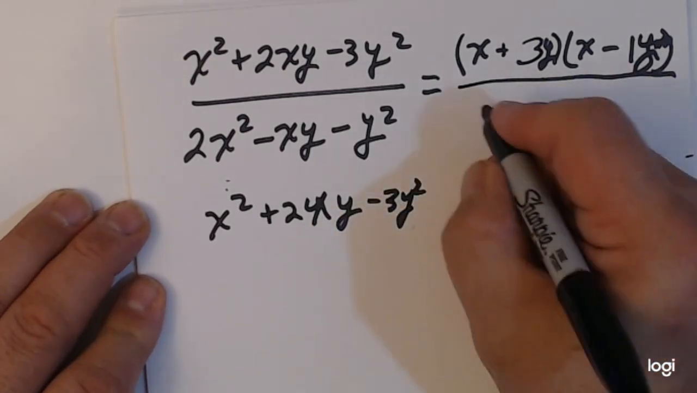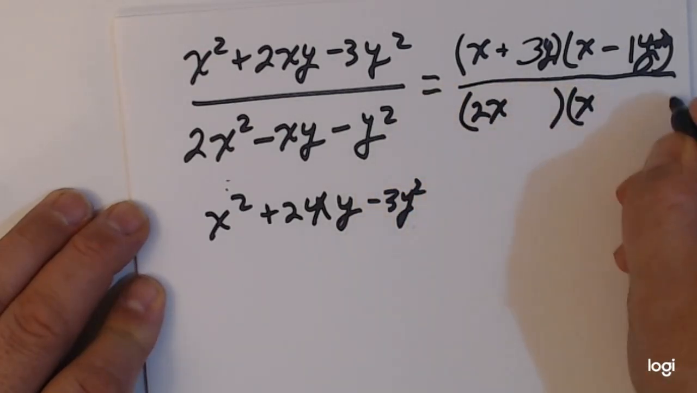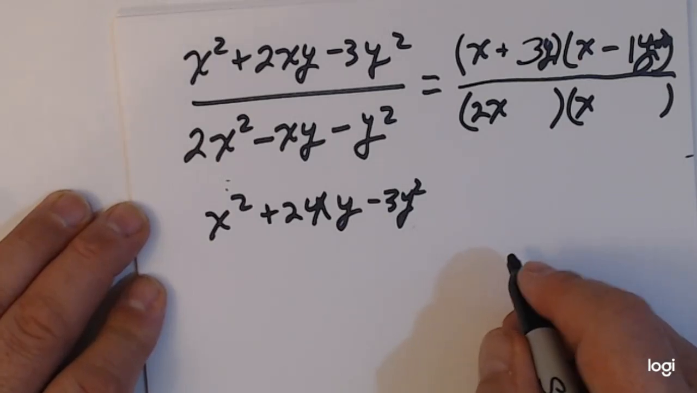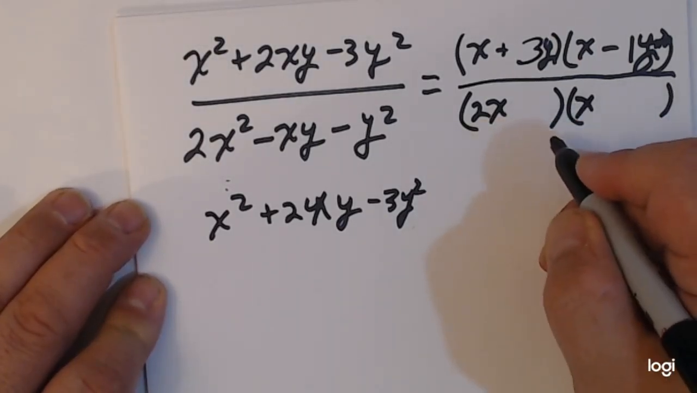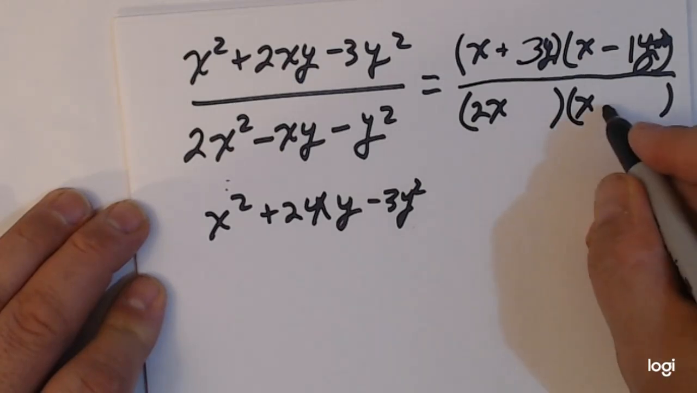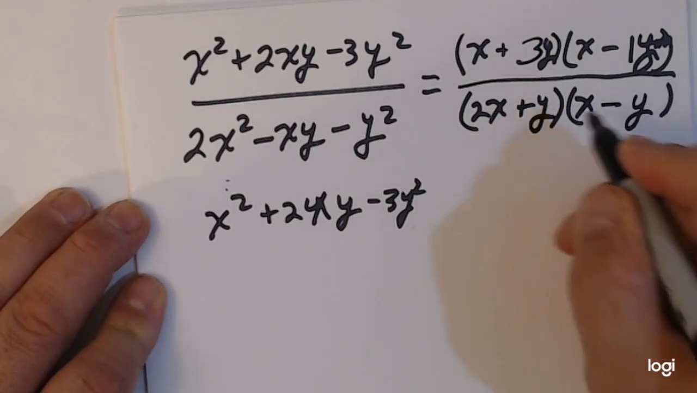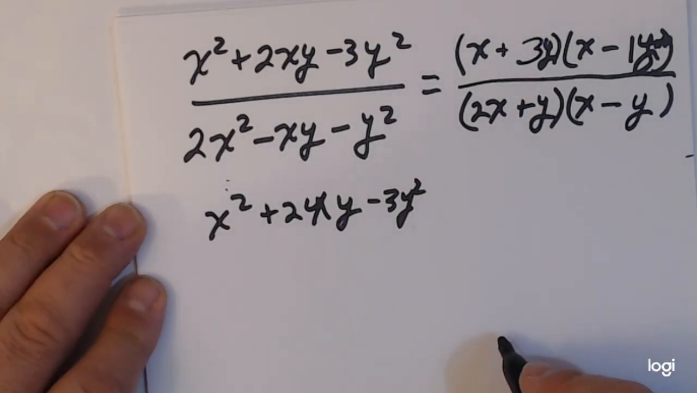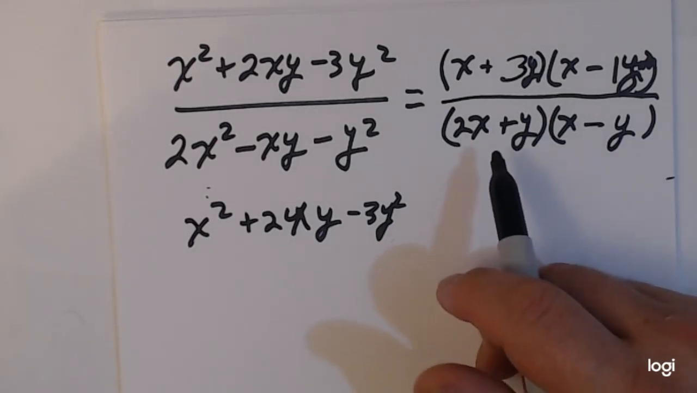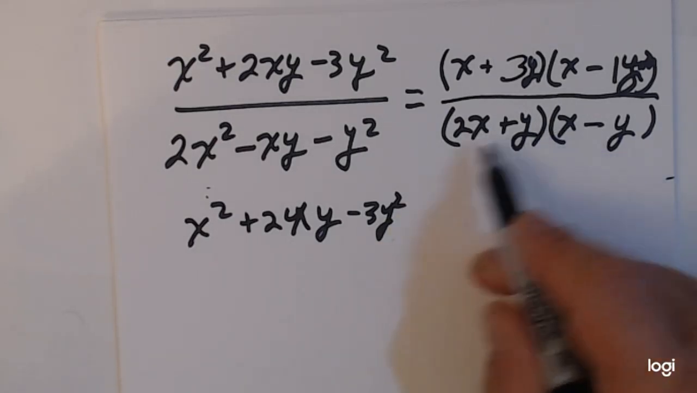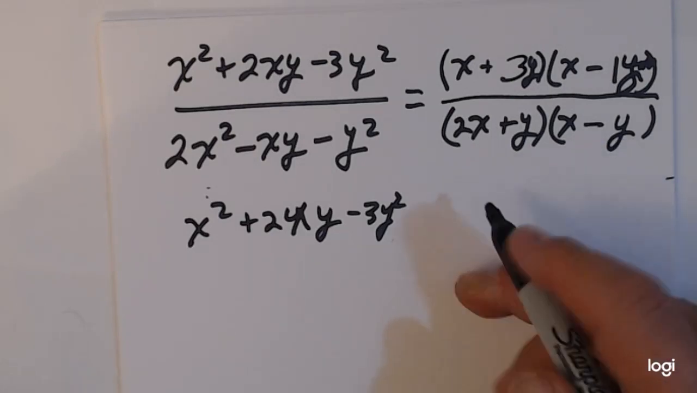We're going to do something similar in the denominator, only here we have 2x and x. And then we have a y squared, so we're going to have a, like so. Let me show you why. When we do this, we're going to have 2x squared, and then we do the outer terms. So 2x times negative y is minus 2xy.